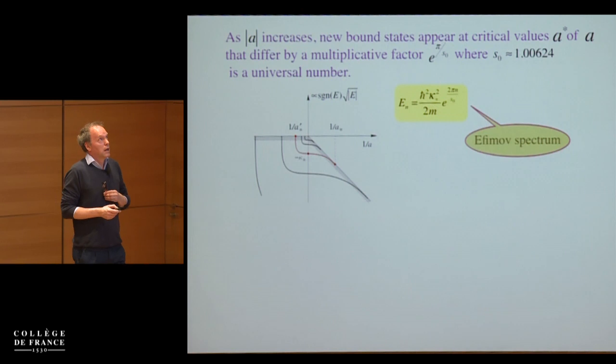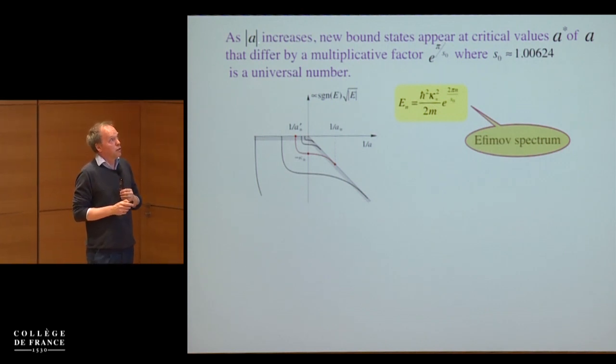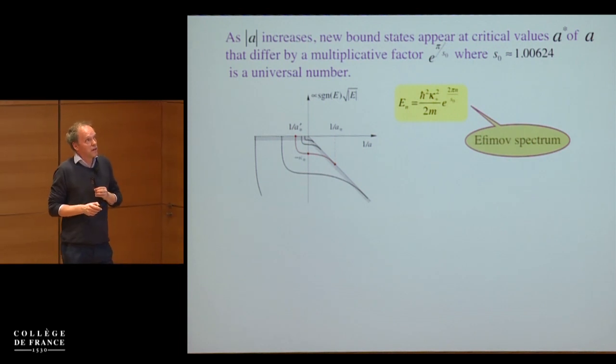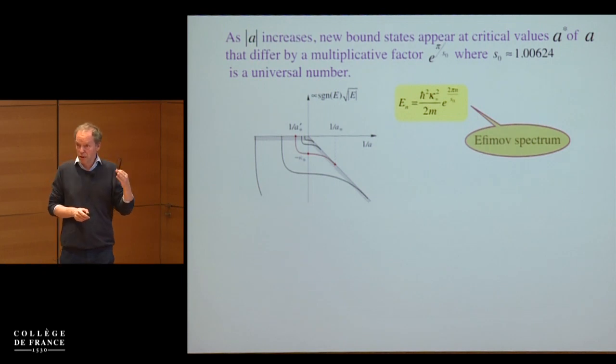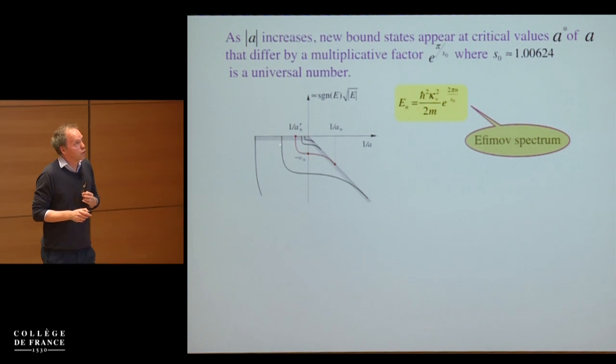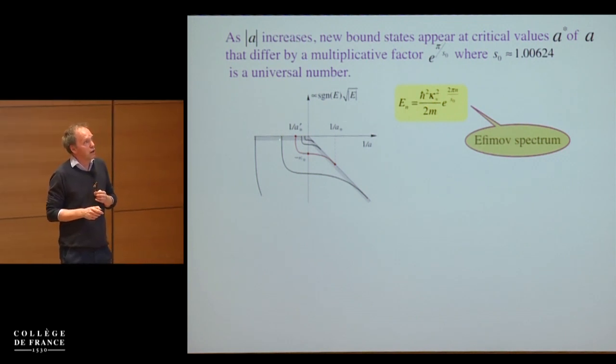Now, this is the result. When A, the scattering length, increases in absolute value, you get new bound states that appear at critical values of the scattering length that we call A star. Those critical values differ by a multiplicative factor, which is universal, just a universal number. And those are the energies. So you see this is the Efimov spectrum that I just described in my brief summary. When you change the scattering length, each time a new state pops up, and eventually you have this geometric series, which of course is not on scale with this factor, but you understand what is going on.